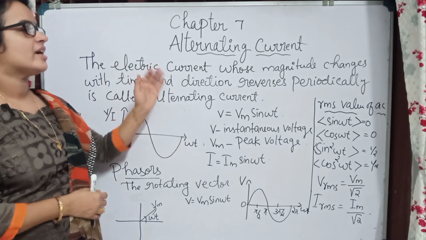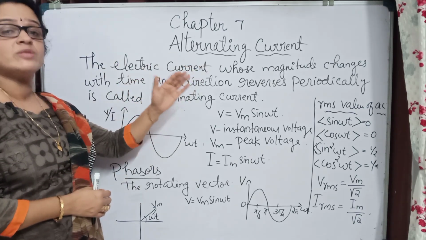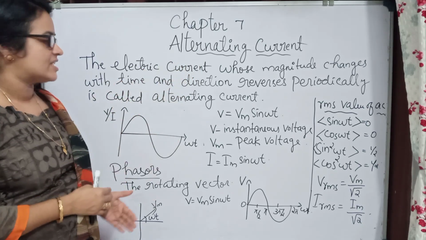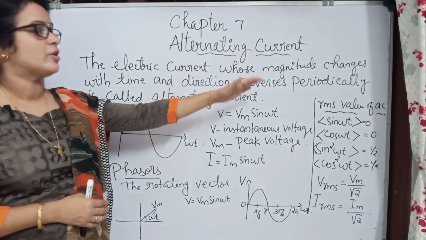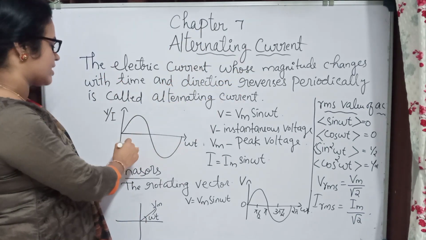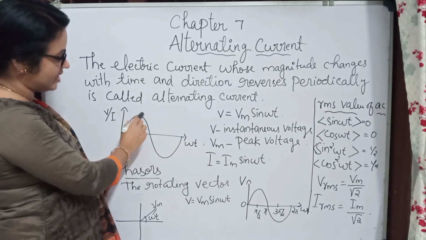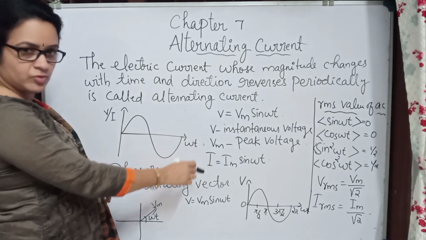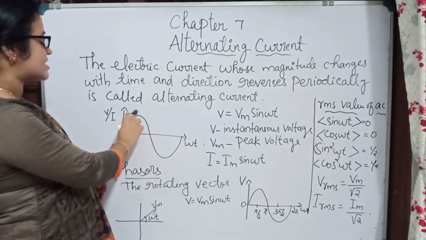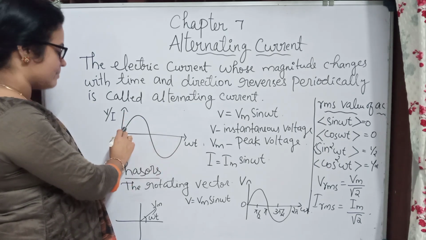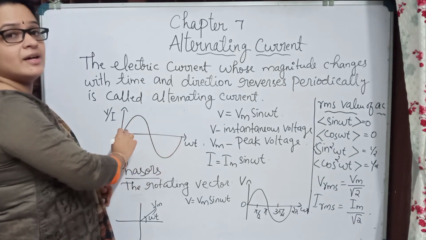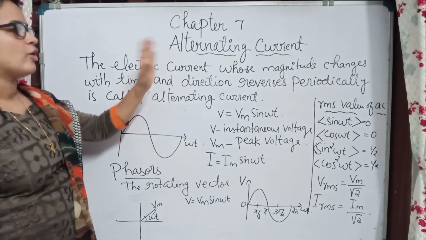So here the electric current means the current whose magnitude changes with time and direction reverses periodically. It is called alternating current. Here we can see the direction of the current is varying periodically, and the magnitude also changes with time. As the time increases, the magnitude is changing, and also the direction changes periodically. So this is called an alternating current.